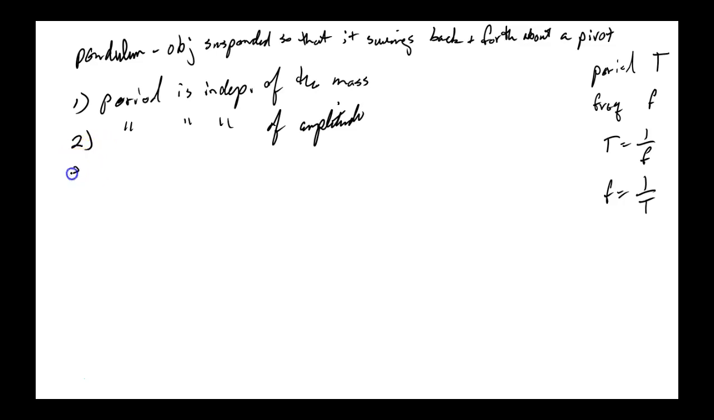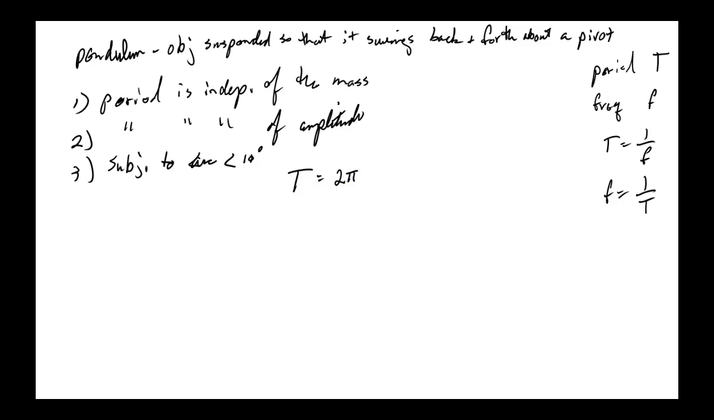And then number three, subject to these conditions, okay, this is the arc less than 10 degrees and things like that. Here is the formula for period. Period is 2 pi.